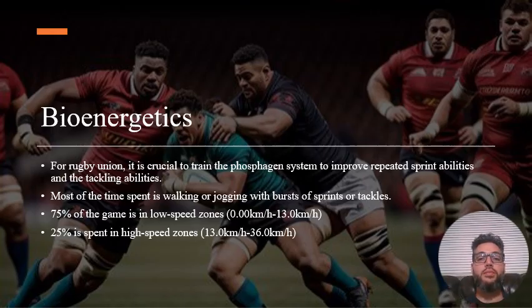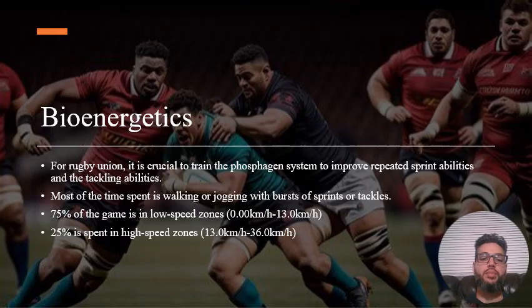The phosphagen system is definitely one of the more crucial things that need to be trained, especially for their repeated sprint abilities. And again, if you're sprinting and reaching close to top speed, and then you need to tackle someone, that's also a lot more power that you're going to need. So there's going to be a lot of need in training the phosphagen system.